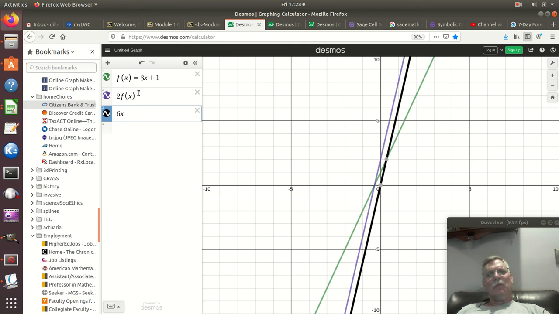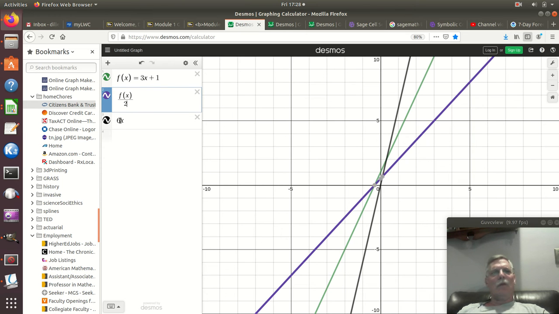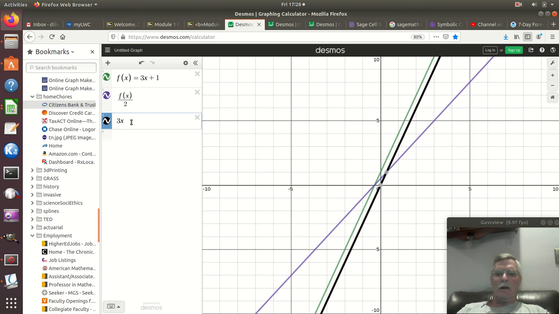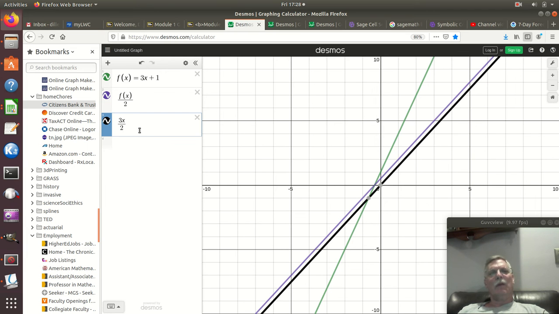Okay, so that's a good thing to remember: if I multiply a function by a constant, I multiply its slope. Well, what happens if instead of multiplying by 2, I multiply by half, or divide by 2? Well, I'm going to take 3 halves x, and again the slopes look parallel. So if I'm multiplying by a constant, then it appears that the slope is multiplied by that constant.